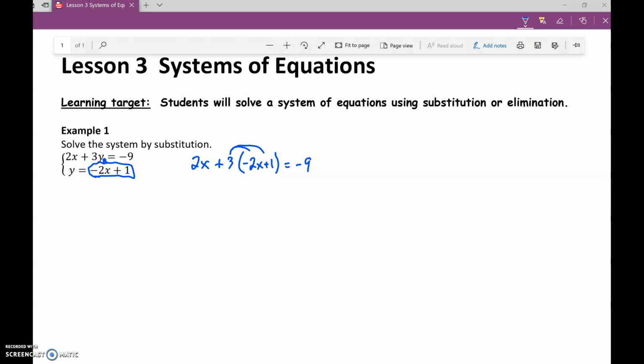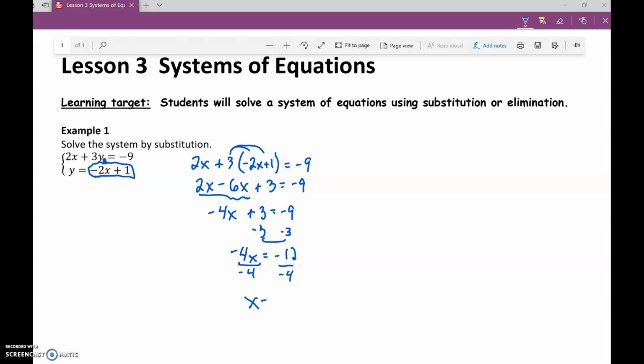So distribute your 3. I can combine my x's to get negative 4x. And to solve for x, we're going to have to subtract 3 first. And then divide by negative 4. So we end up with x equals 3.